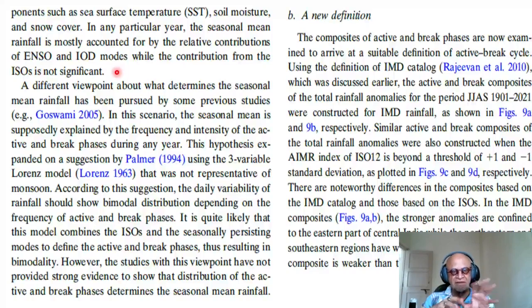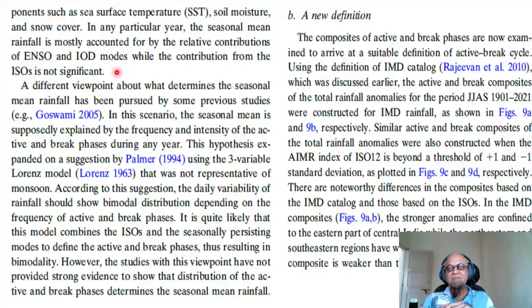There are some technical details there that I won't go into. It's quite likely that this model combines the ISOs and the seasonally persisting modes to define the active and break phases, thus resulting in bimodality. However, the studies with this viewpoint have not provided strong evidence to show that the distribution of the active break phases determines the seasonal mean rainfall.